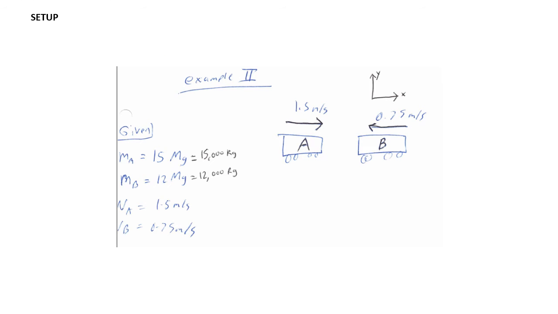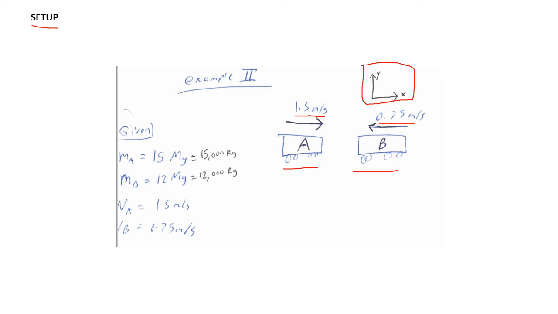So now that we've read through that problem statement, the next thing we want to do is create our setup page. For this example, I simplified down the diagram. So I have my car A moving to the right at 1.5 meters per second, my car B moving to the left at 0.75 meters per second. I chose to go with the standard XY Cartesian coordinate system where X is positive going to the right and Y is positive up.